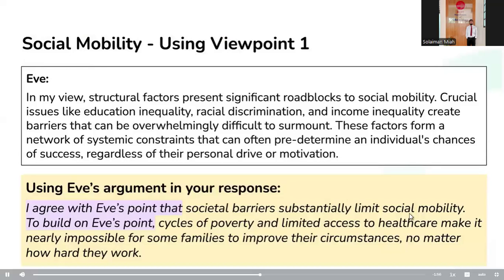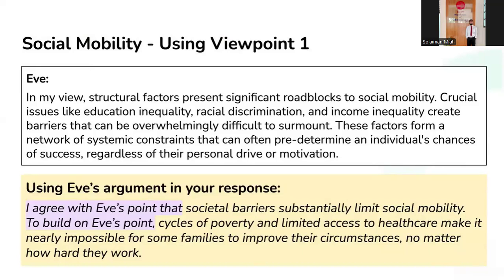Then we elaborate on Eve's point by adding new ideas. To build on Eve's point, cycles of poverty and limited access to healthcare make it nearly impossible for some families to improve their circumstances, no matter how hard they work. These points were not mentioned by Eve, but they support the same position and make the argument stronger. This is an effective way to use another student's post to move your own argument forward.